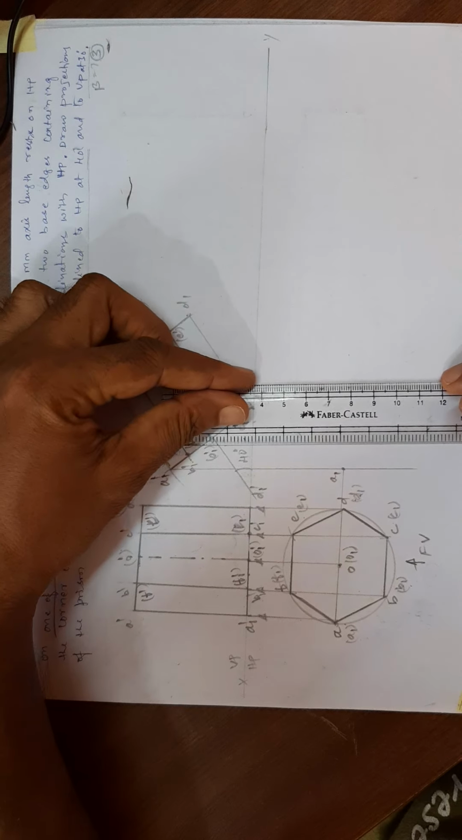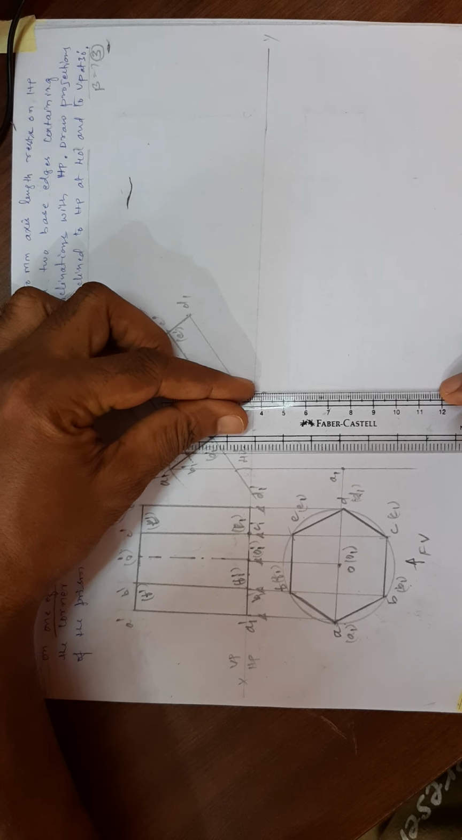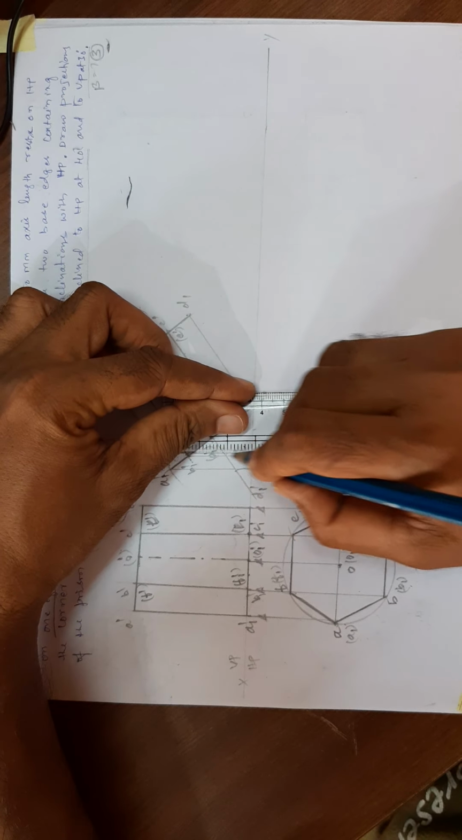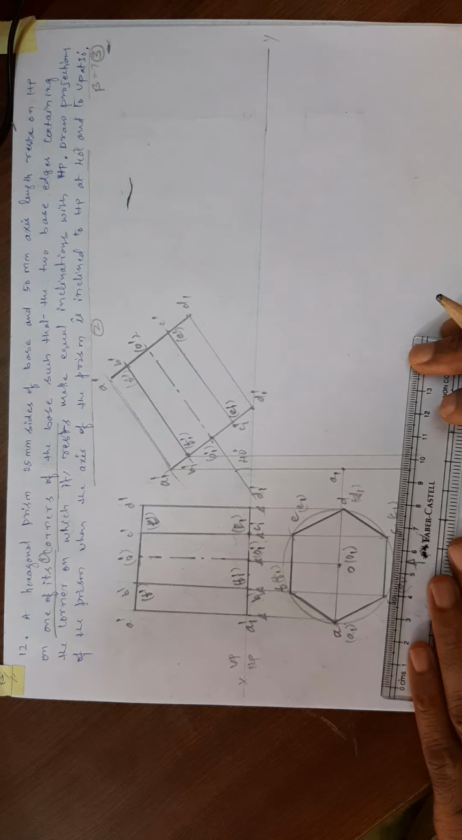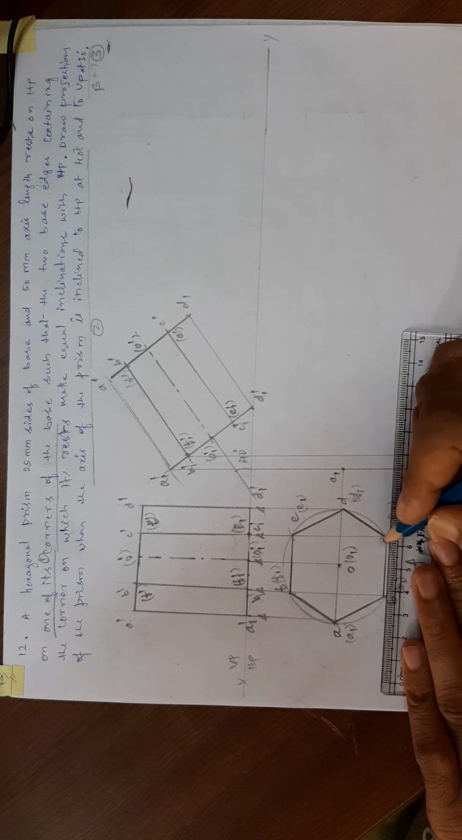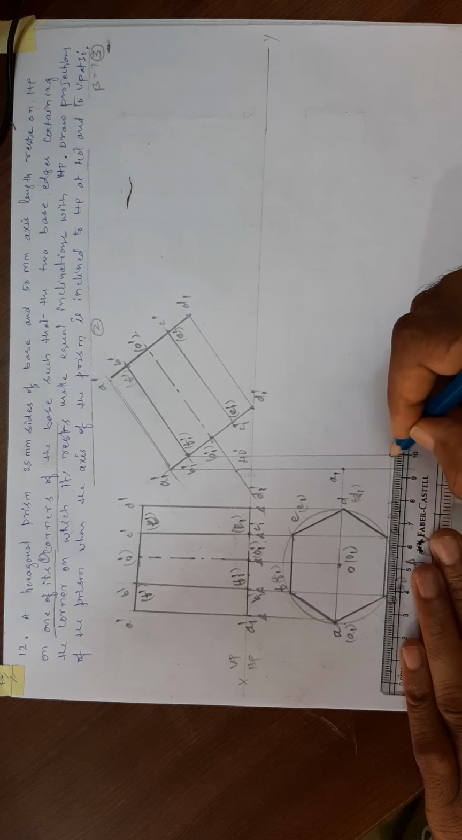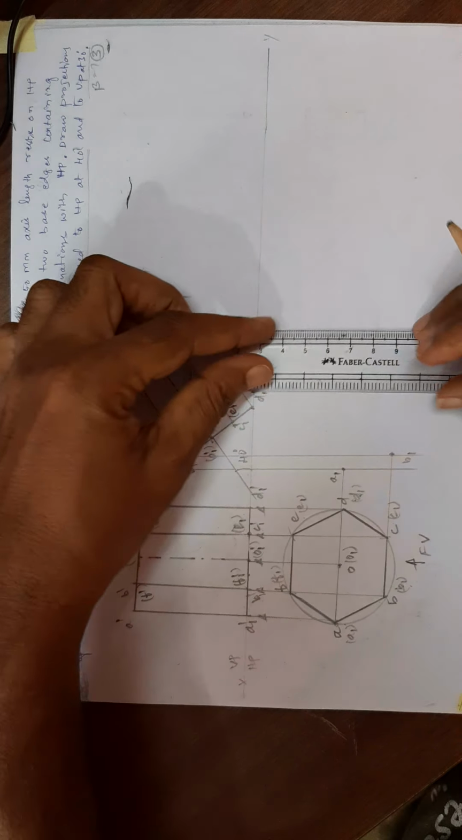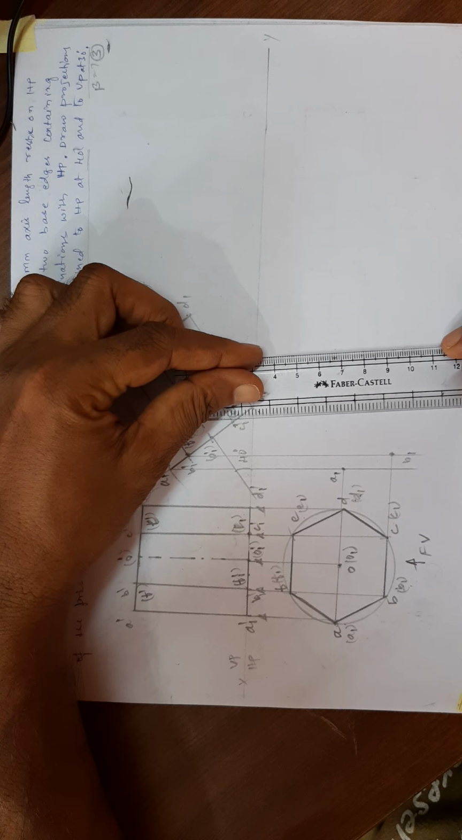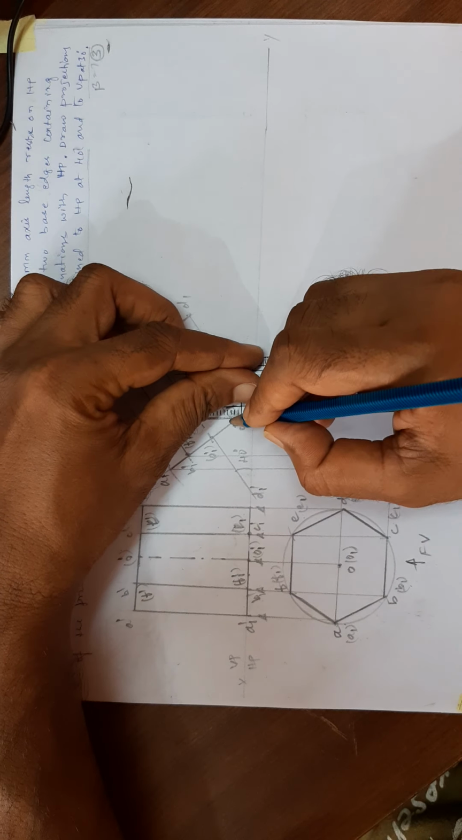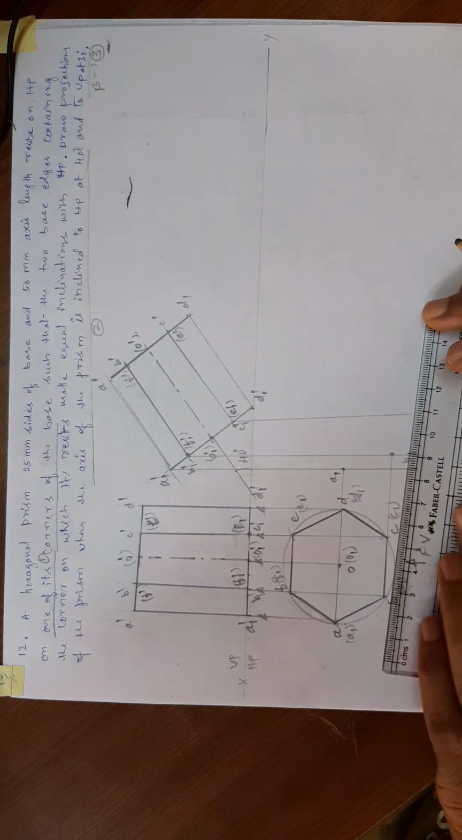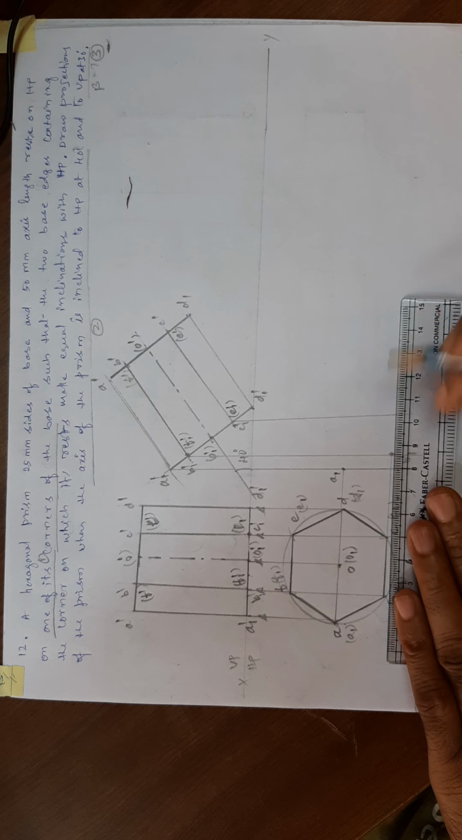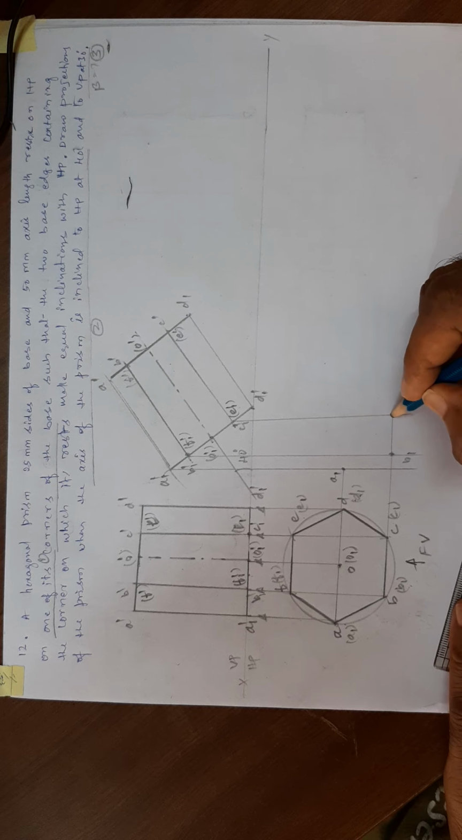Next, vertical projector line from B1 dash and horizontal projector line from B1. Now see, this is B1. Next, vertical projector line from C1 dash and horizontal projector line from C1. Now see, this is C1.